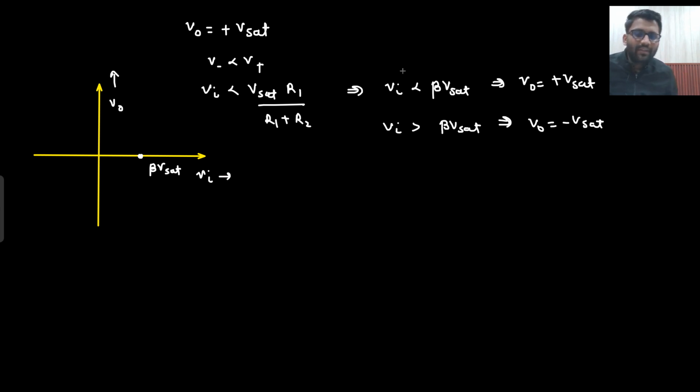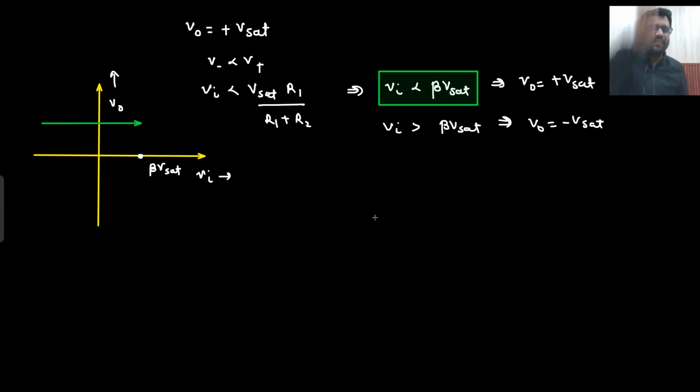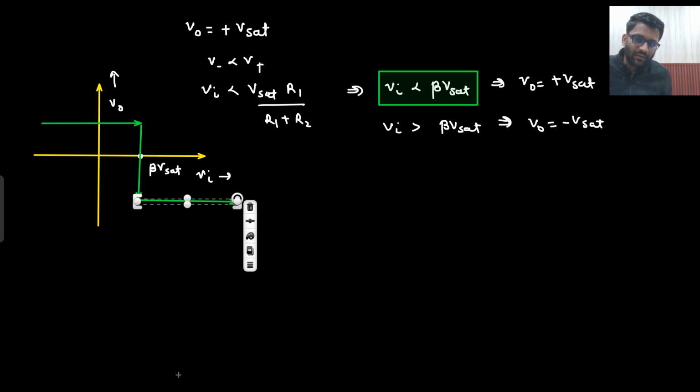When V in is less than beta V set, I was at plus V set. So I was happy here. Then I kept on increasing my input. When I increased it so much that it goes above plus beta V set, then my output goes to minus V set. So plus V set, minus V set.